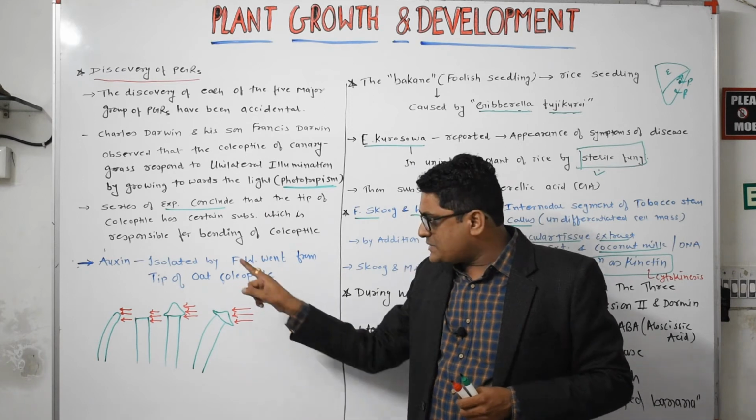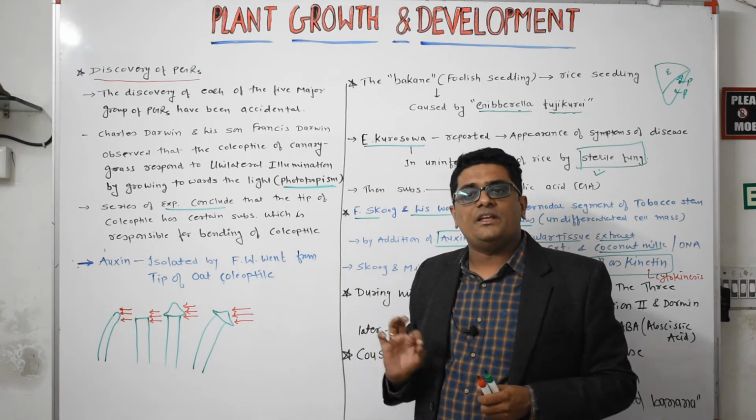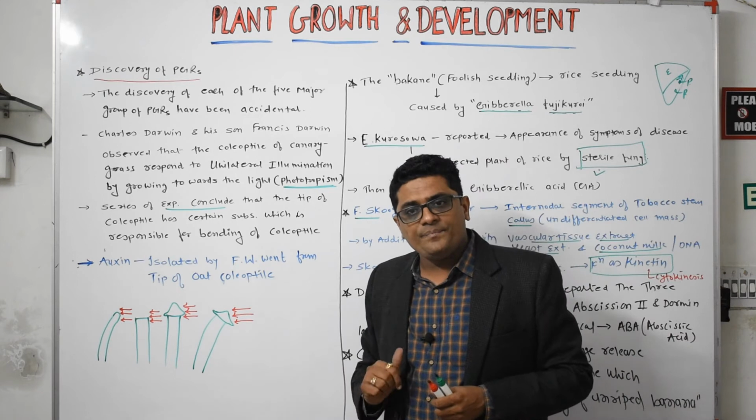Auxin was isolated for the first time by F.W. Went from the tip of the oat coleoptile.